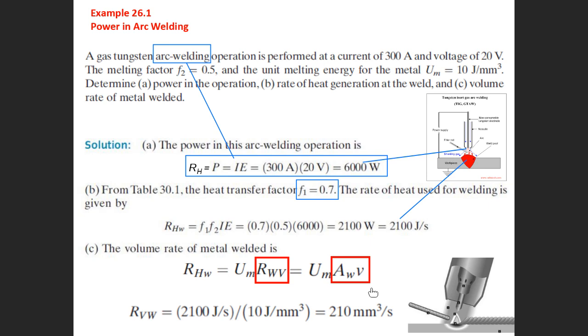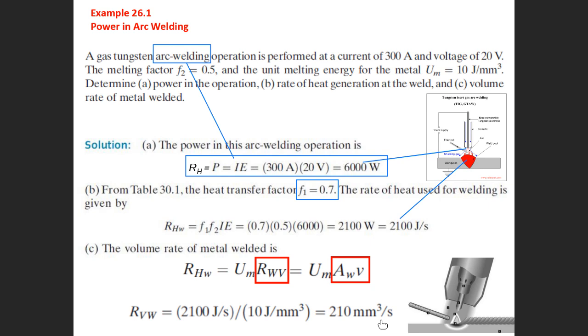Area is in square millimeter and velocity is in millimeter per second, so the result is cubic millimeter per second. We need to obtain the AW value. RHW we know, which is 2,100, and UM, the unit melt, is given. Then simply RWV equals RHW divided by UM, which is 210 cubic millimeter per second.